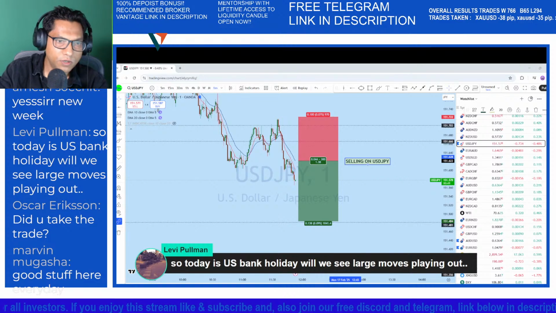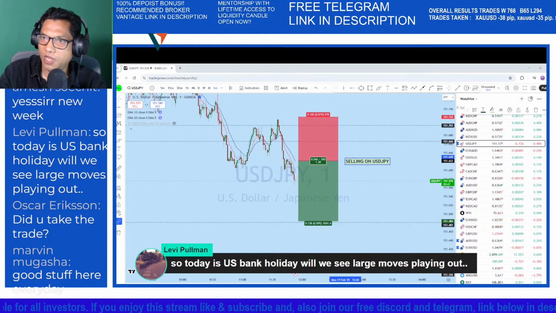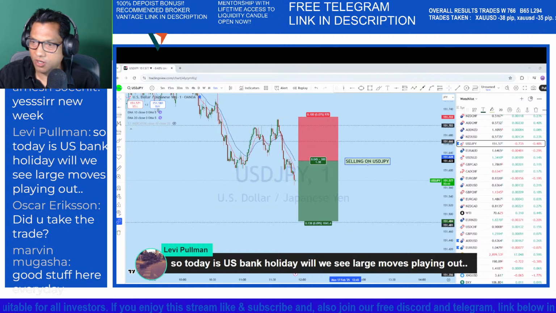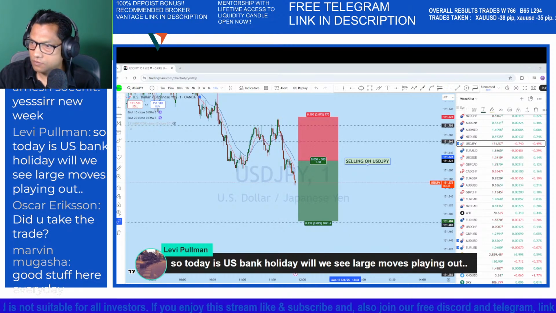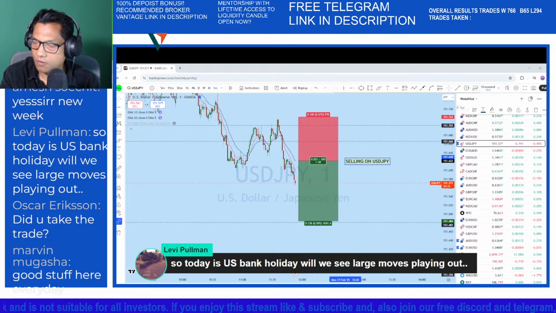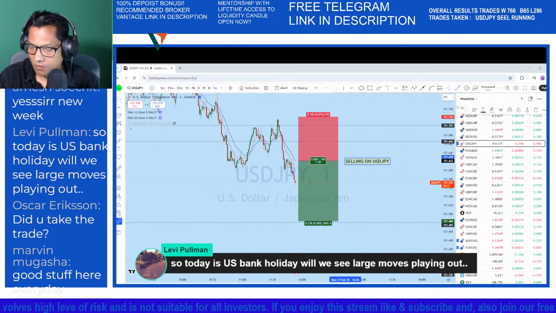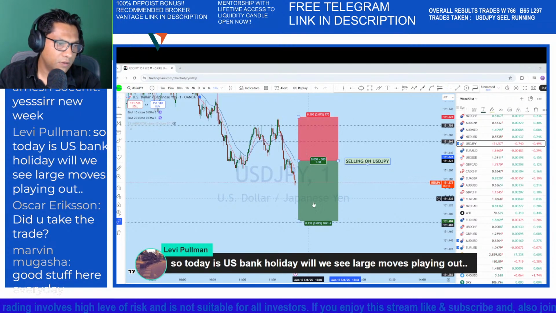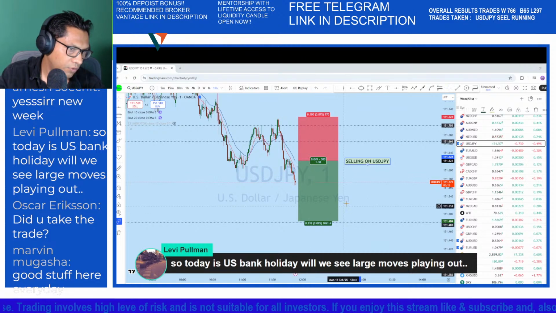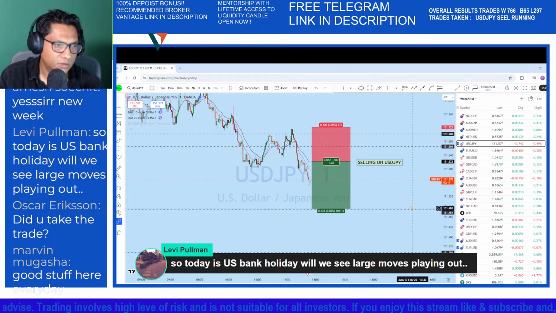So you see the bearish move, it's happening, and waiting for some pip gain on dollar yen. First trade of the week. Let's keep an eye on that. So waiting for the market to drop in the direction. We are selling on dollar yen. It's a bearish market.